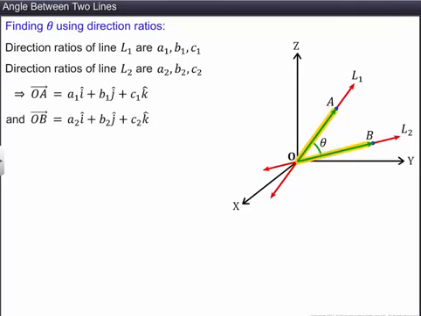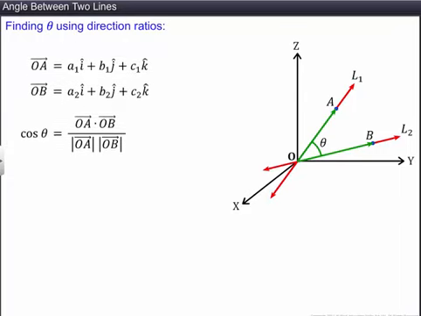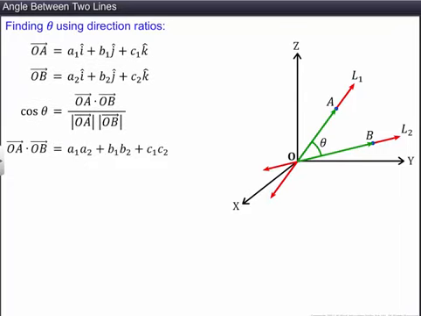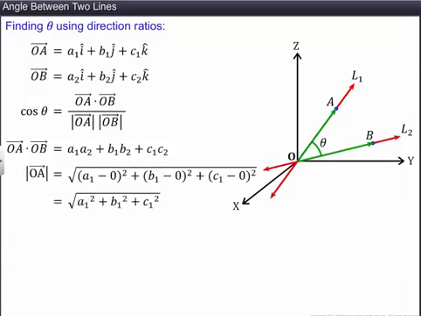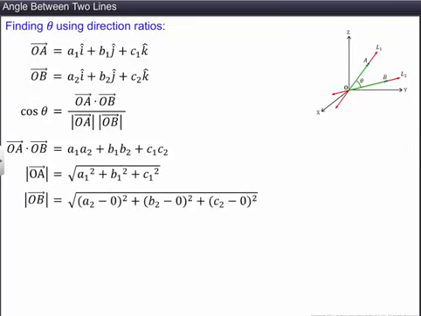We know that the cosine of angle theta between two vectors is given by their dot product divided by the product of their magnitudes. The dot product of vectors OA and OB is equal to the sum of the products of their corresponding components as shown here. The magnitude of vector OA is equal to under root of A1 square plus B1 square plus C1 square. Similarly, the magnitude of vector OB is equal to under root of A2 square plus B2 square plus C2 square.